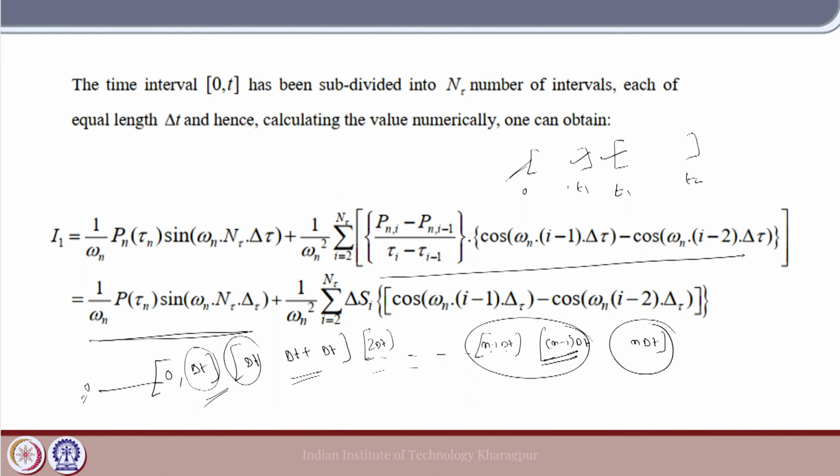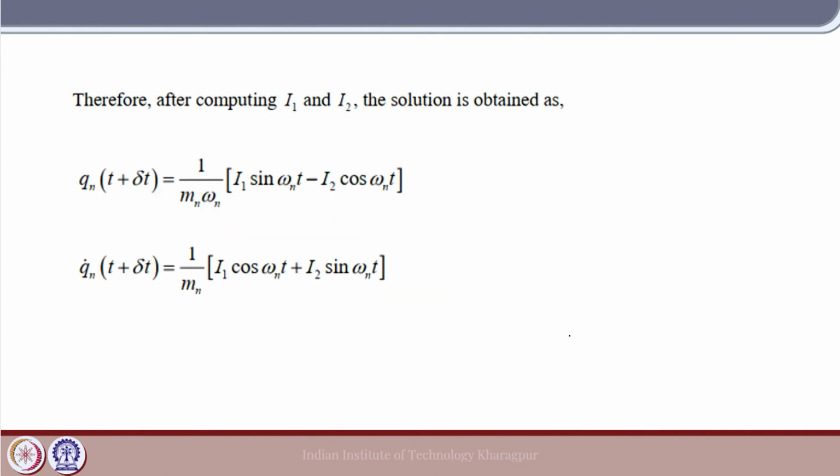In a similar way you can find the value of I2 also. So, once we know the value of I1 and the value of I2, we can get the total displacement in this equation, which is I1 sin omega n t minus I2 cos omega n t. Now, if you differentiate with respect to t, and remember I am differentiating with respect to t, therefore I1 and I2 do not affect. So, it is sufficient to differentiate the sin omega t, which gives the cos omega t, and if you differentiate the cos omega t, you will get the sin omega t, right.